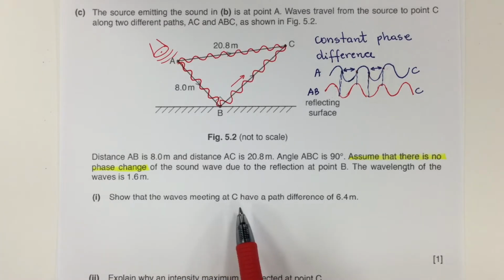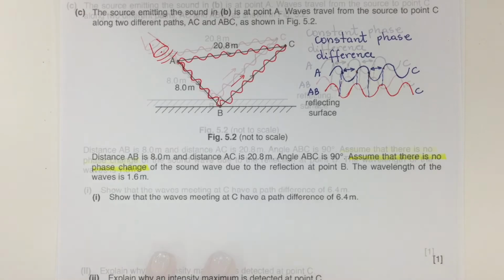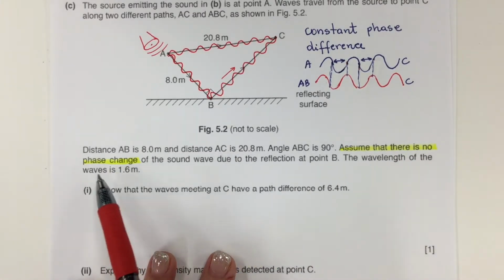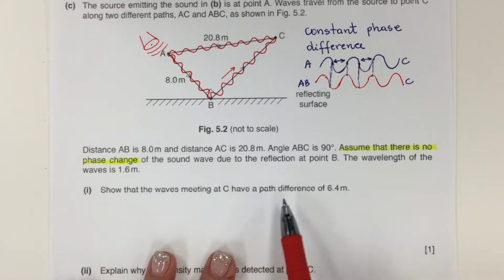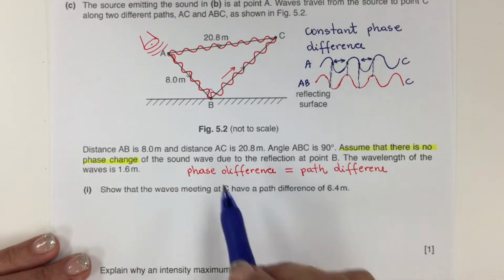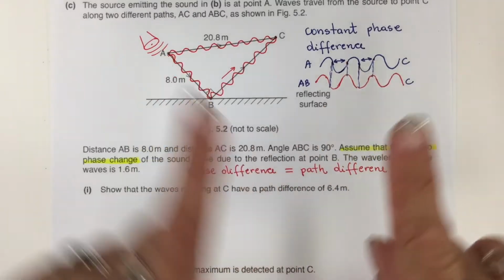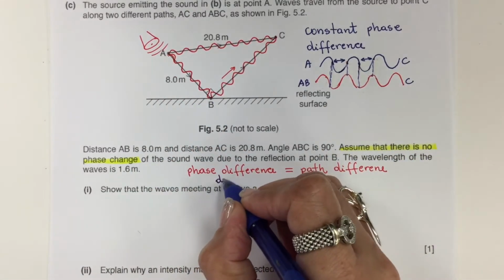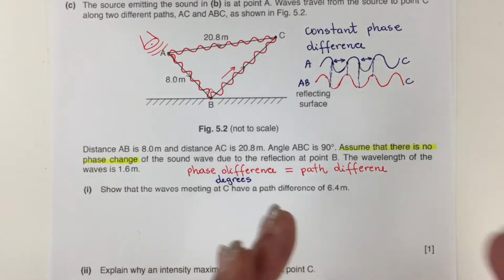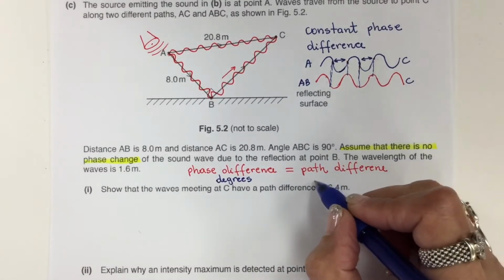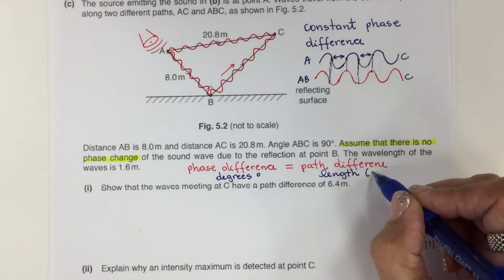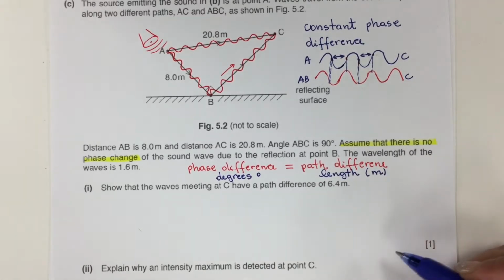Show that the waves meeting at C have a path difference of 6.4 meters. And this is the confusing part, because here on this highlighted yellow say, assume that there is no phase change. And here is asking for the path difference. So how they are related? Phase difference and path difference are the same thing. The phase difference is the distance between two waves or 2 points of a wave in degrees. And the path difference is the same thing, is the distance between two waves or 2 points on a wave, but in length. So this is in degrees, and this is in meter, centimeter, or any unit in the metric system.